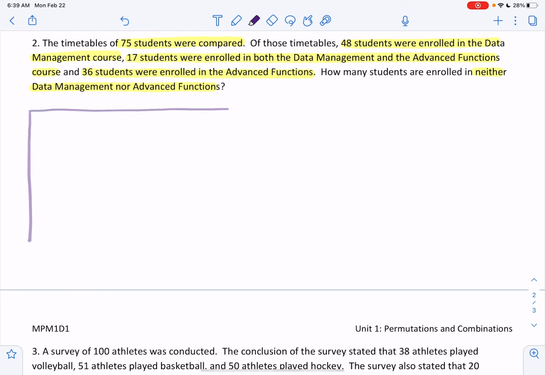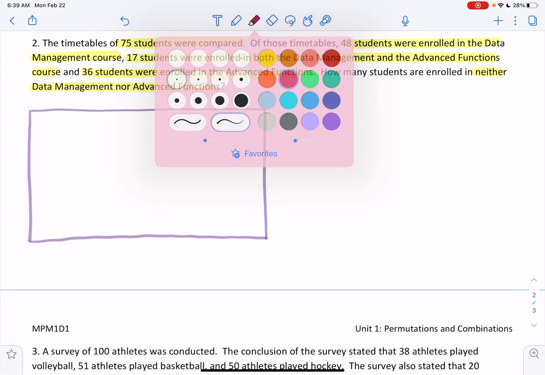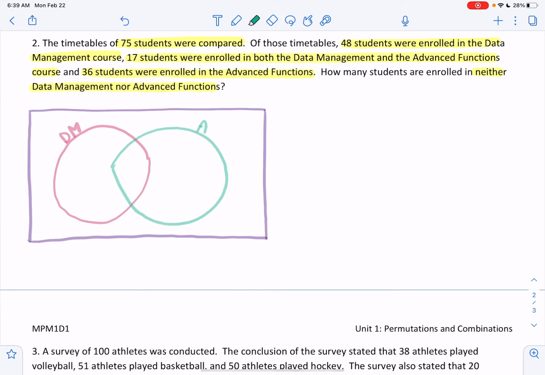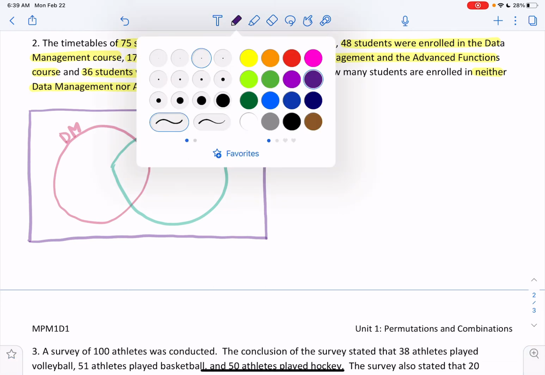So we start by drawing just the box that goes around the outside. And then we want to think of the categories that we have in this group. So we're looking at students who are either in data management, in advanced functions, or neither. So we'll start by drawing a circle for data management. So this is for data management. And then we'll draw another circle for advanced functions. Don't mind how wonky my circles look. There we go.